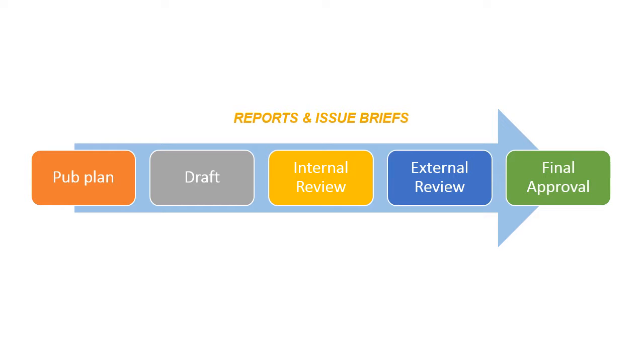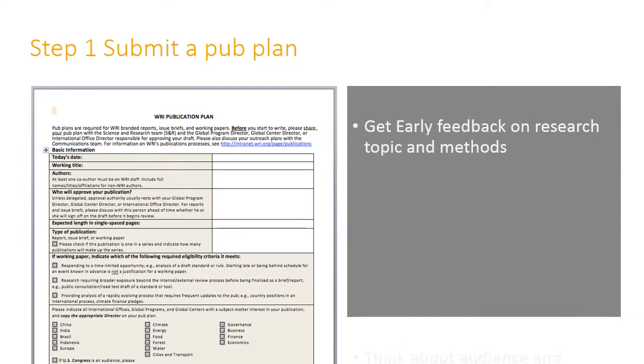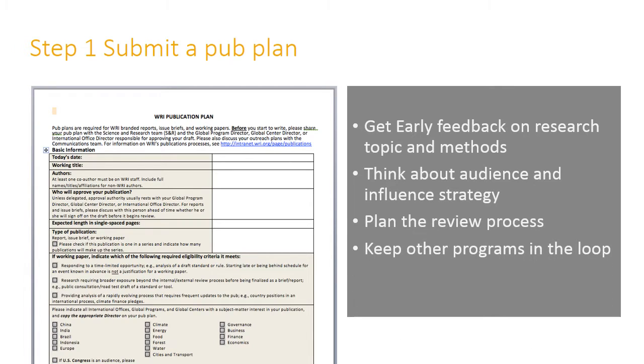Let's walk through the quality assurance process for a report. There are 5 major steps involved: submit a pub plan, work on your manuscript, complete internal review, complete external review, and receive final approval. Step 1. Every report and issue brief starts with a pub plan.